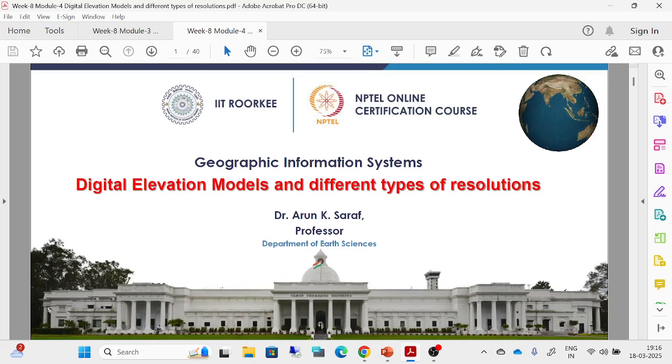Okay, so we'll go to the different resolution, like digital elevation models and different types of resolution. So as you know, digital elevation models, like we discussed, are a storehouse of information, and a lot of things can be done with the DEMs, right? So you need to understand what kind of information and how much information you require. So for that purpose, we need to understand what a resolution is.